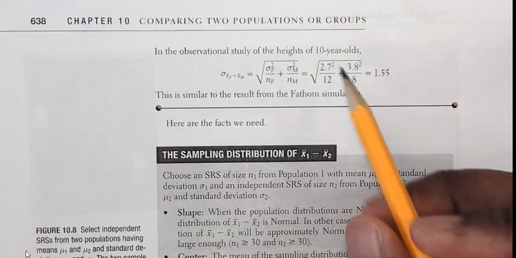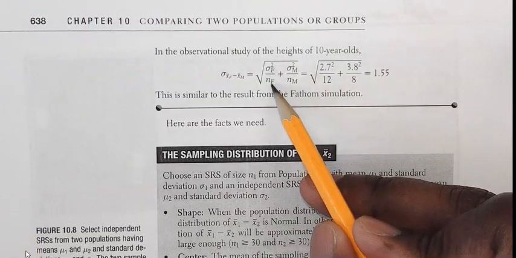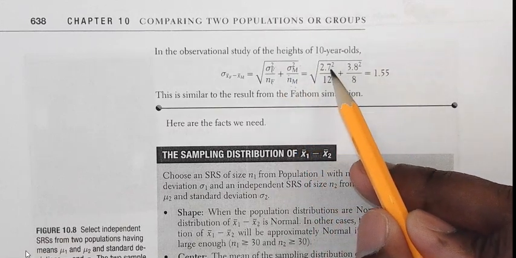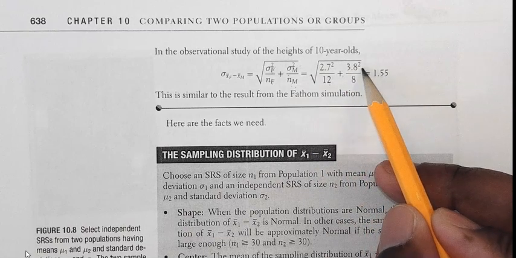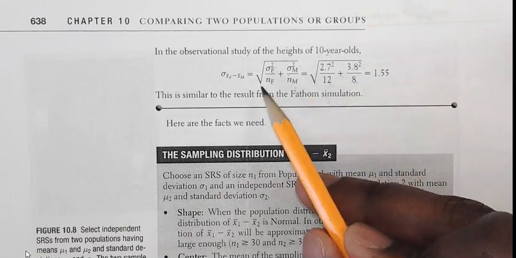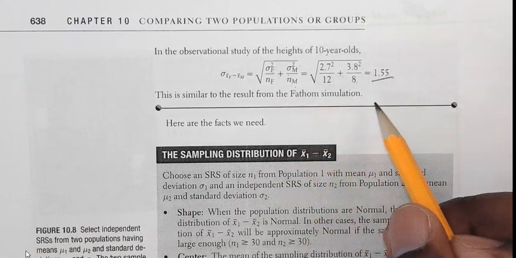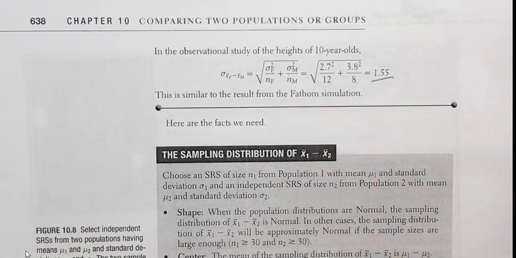So we did the math for it. Standard deviation of the females squared over the number of females plus standard deviation of the males squared over the number of males should be 2.7 squared over 12 plus 3.8 squared over 8, which gives you the standard deviation of the difference. So that standard deviation is about 1.55. This is similar to the result you would have found if we did a simulation.